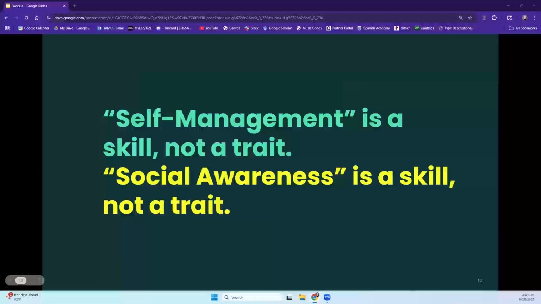We defined last week with self-management, as well as self-awareness, that it's a skill, not a trait. And it's the same thing with social awareness. Social awareness is a skill, not a trait, not something you're necessarily born with. It's learnable. You can improve your competencies in this area. If you're low empathy, if you're not a good listener, if you're not good at reading nonverbal cues, this can be strengthened through reflection and practice and feedback.